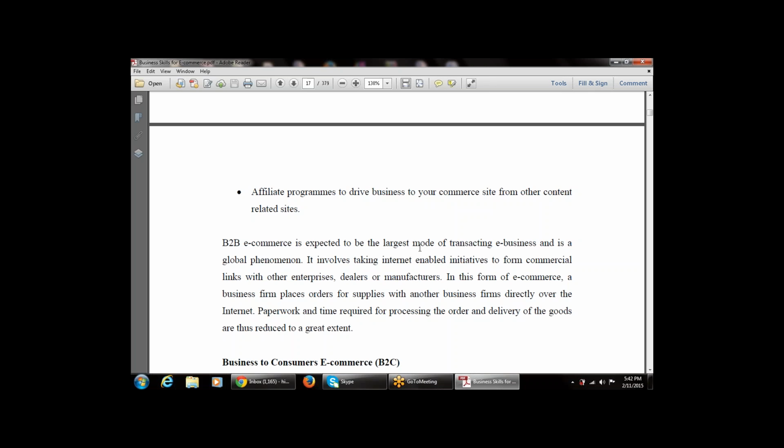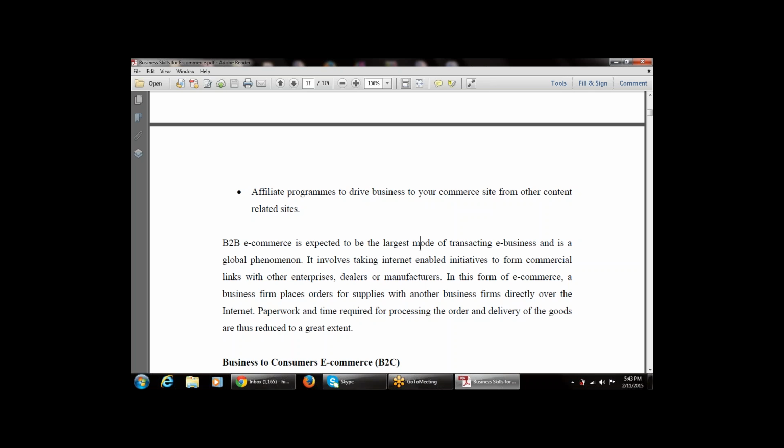In this form of e-commerce, a business firm places orders for supplies with other business firms. That is, whenever we use B2B e-commerce, a business firm places the order for supplies with other business partners, dealing directly over the internet. There is a business partner available for the business firms, which is done by B2B e-commerce.